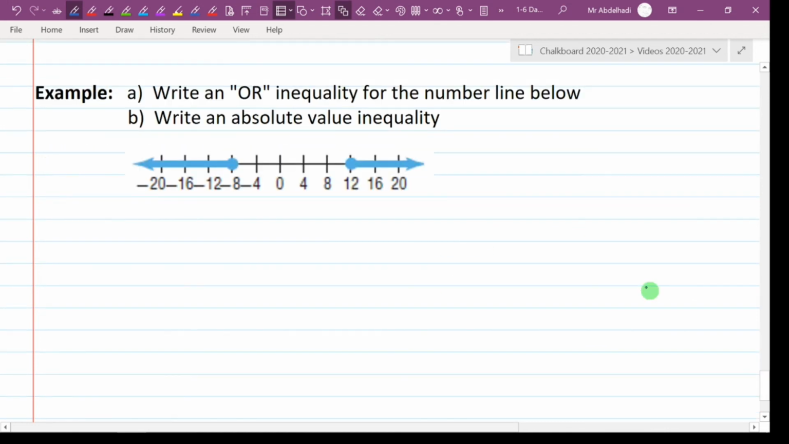Okay, for this last example, we're going to write an absolute value inequality for what we see here. Now you can see the two sides of the inequality are going away from each other, so this is an OR. And for the OR, once again, here's the formula. Absolute value of x minus the center is going to be either less than or greater than the tolerance, the distance from the center to the edge. However, this is an OR, meaning they're going away from each other, so we use a greater than.